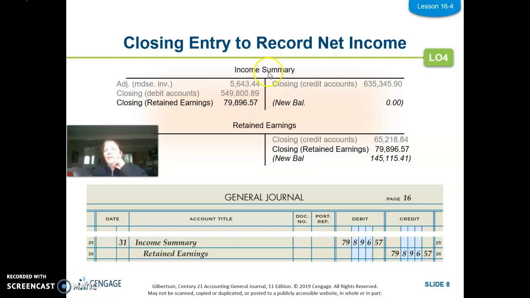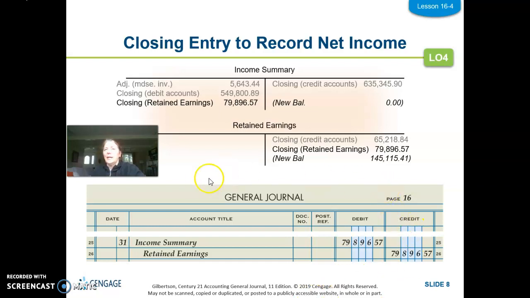Okay? And if you want to think of it like this, you certainly can. But if it were me, I would just think of it in these terms. I know from the income statement that I had net income of $79,896.57. I know net income is good. Net income would make retained earnings, my equity account, go up. So I credit retained earnings, I debit income summary. If I had a net loss, that is bad, and I would debit retained earnings, and I would credit income summary.